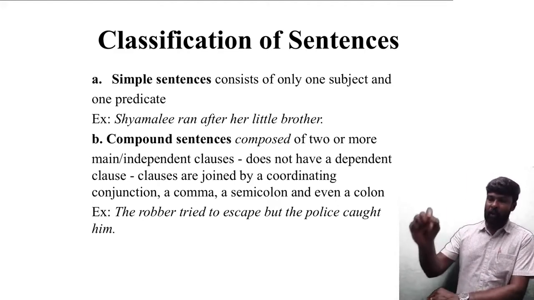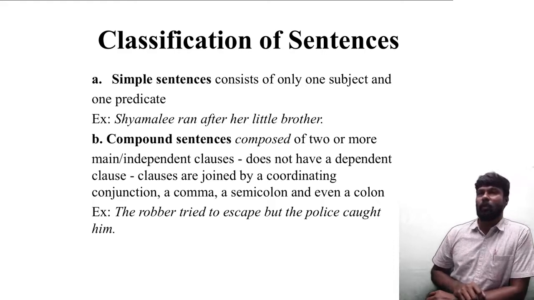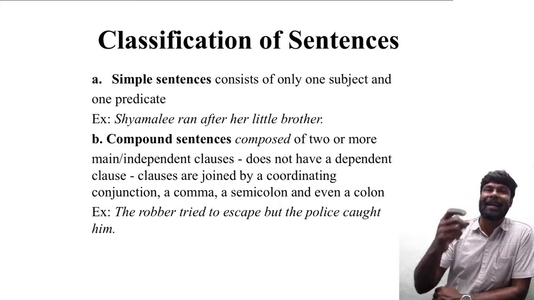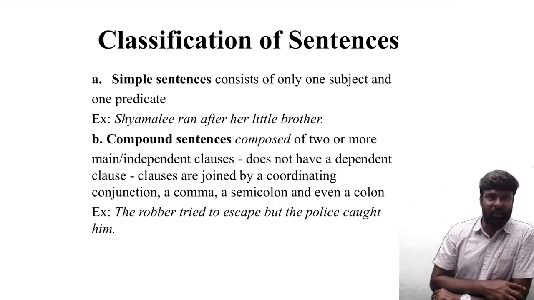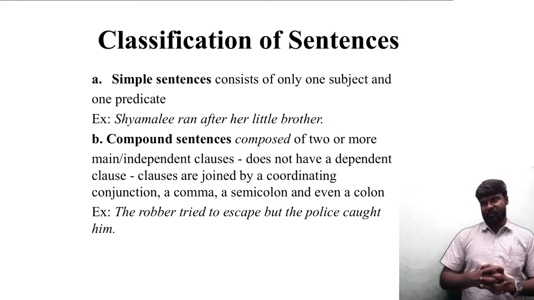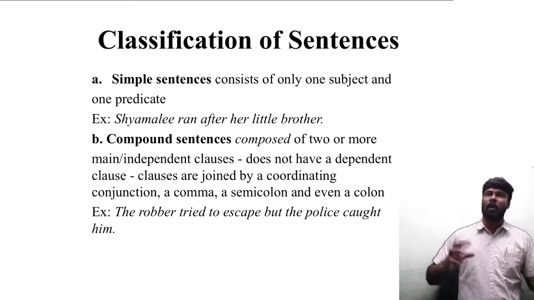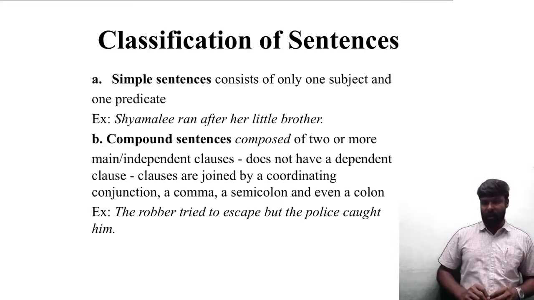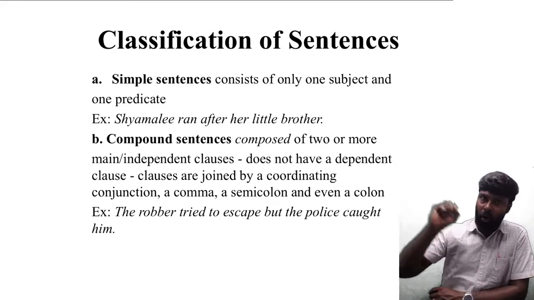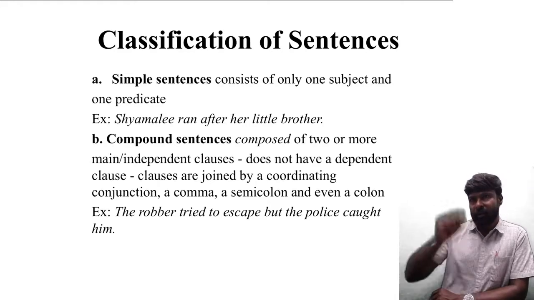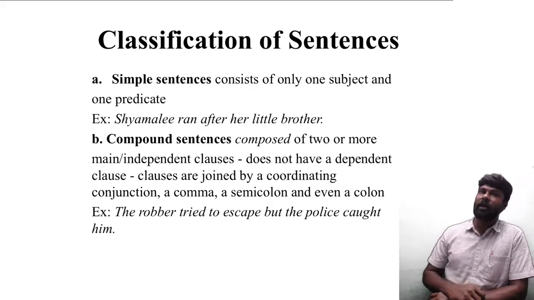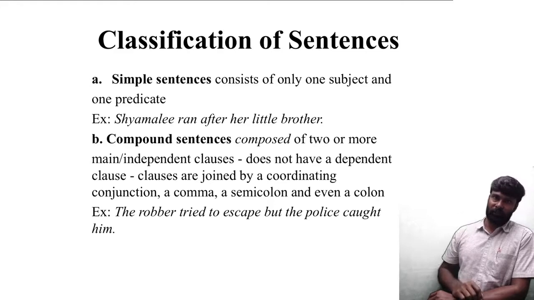So look at this. Clauses are joined by a coordinating conjunction. What is a coordinating conjunction? Words like and, but. These are all coordinating. It coordinates one clause and another clause, or one sentence and the other sentence, right? It can also be separated by a comma. It can also be a semicolon. What's a semicolon? A dot and a comma just below that. It can also be separated by a colon, two dots, right?